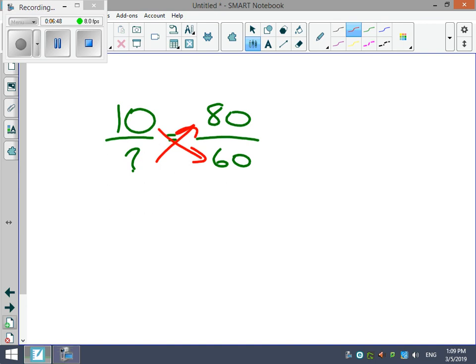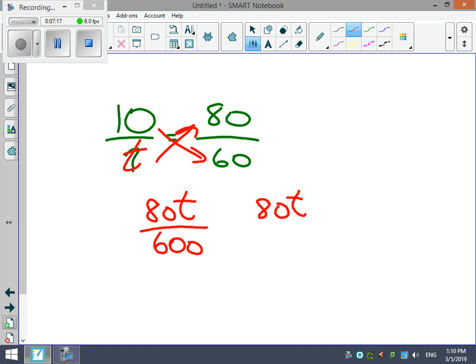First thing I'm going to do is change this question mark into an actual letter. I'm going to make it into a T, and then I'm going to multiply across. So T times 80, if I had 1 T and I multiplied it by 80, I would now have 80 T. And on the bottom, 10 times 60 is 600. Now, it looks like a fraction, but remember, we are doing ratios. So they are in proportion to each other. It is 80t to 600.